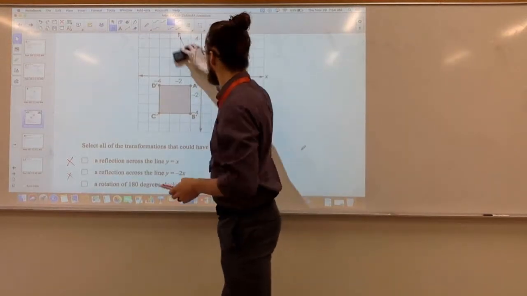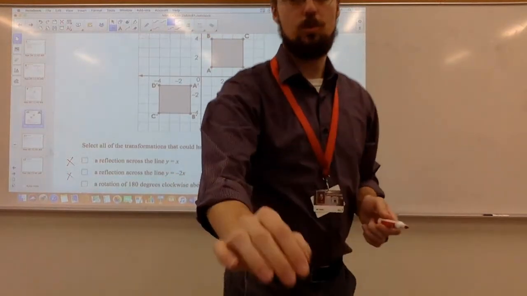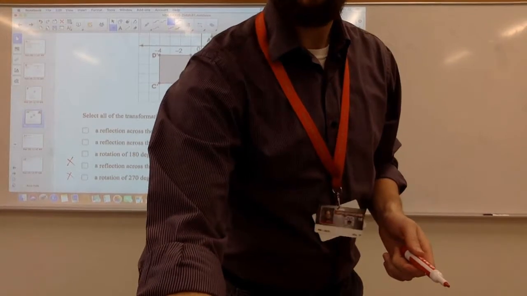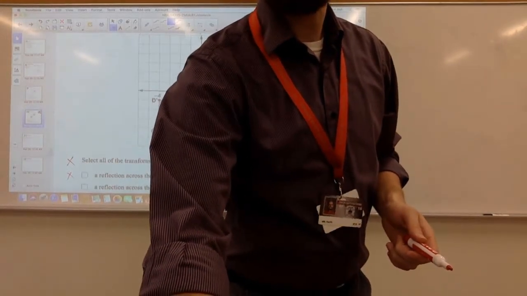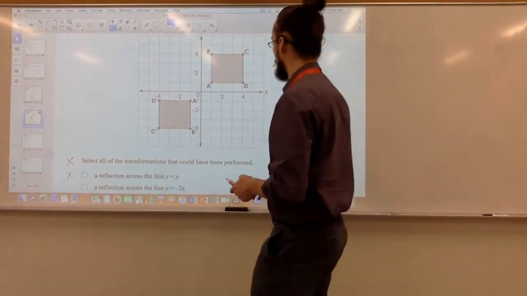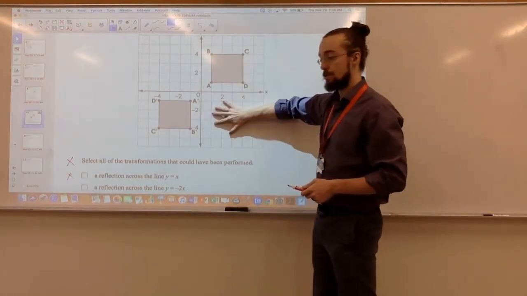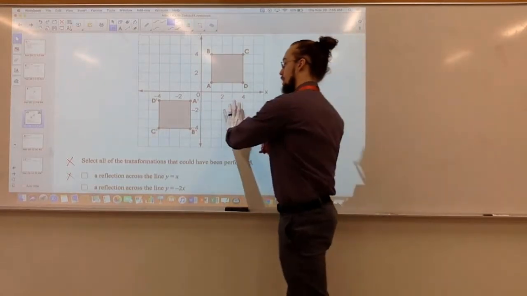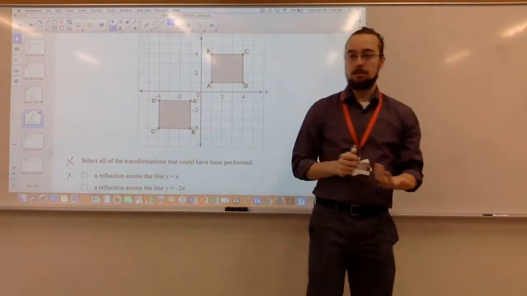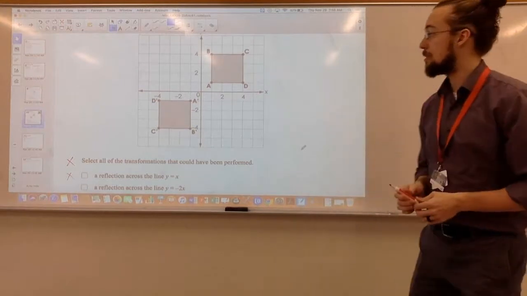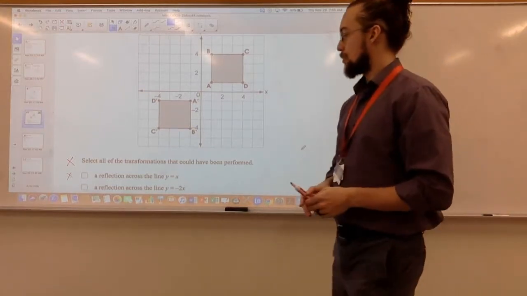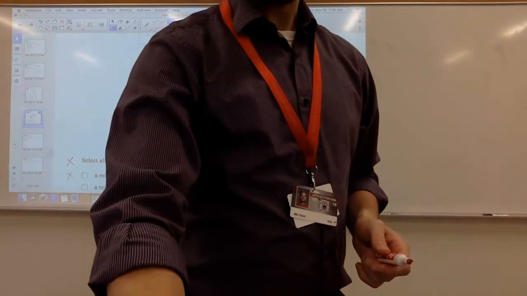What's the next one? A reflection across the x-axis and then a reflection across the y-axis. So, taking this figure, flipping it across the x-axis, and then taking that, flipping it across the y-axis. That would end up in that spot. So the third one and the fourth one would work.